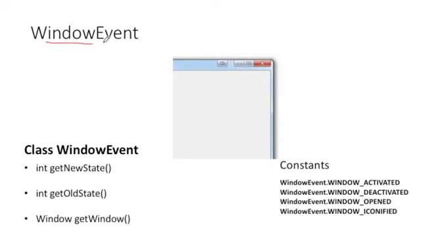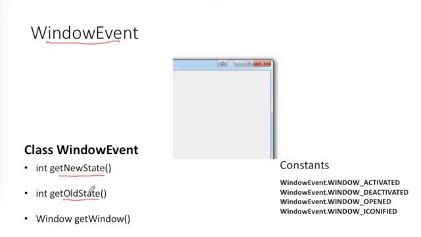Next is window event. This event is generated on a window. Like you may be closing a window or opening a window, minimizing a window, maximizing a window. These are the possible events that are generated, and all these together are called window event, the event related to a window. So this class has a few methods: get new state. What is the state of a window? Whether it is activated or deactivated, open or closed, what it is. And get old state. What was the previous state? You can know this one.